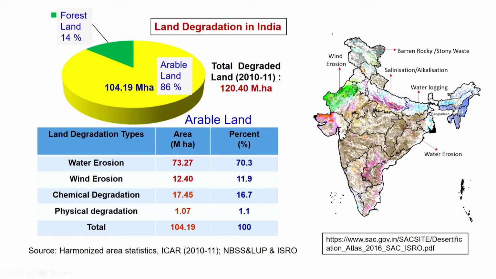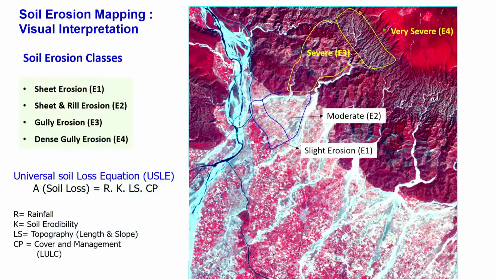And in the alluvial plain, or in Uttar Pradesh, you are getting salt affected soils. This one is the salt affected soils, and in western India, that is the Rajasthan, Gujarat part, you are getting wind erosion. So water erosion is the most important problem degrading our land. Can we map water erosion with remote sensing data by visual interpretation?